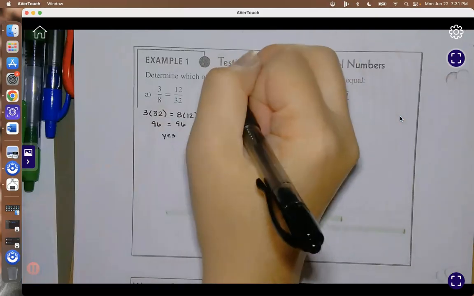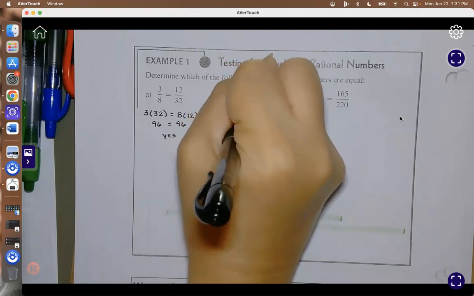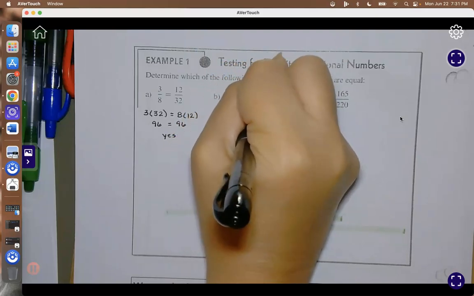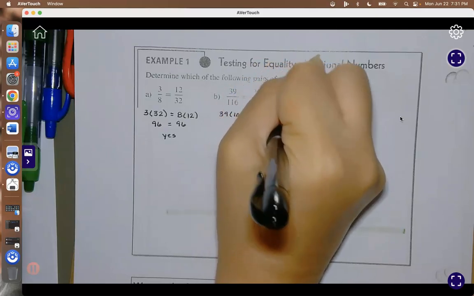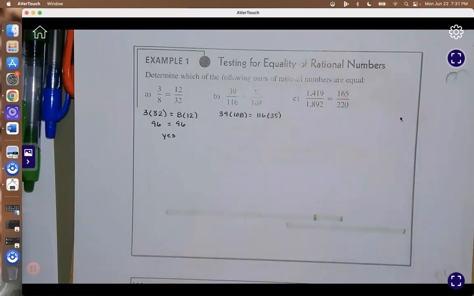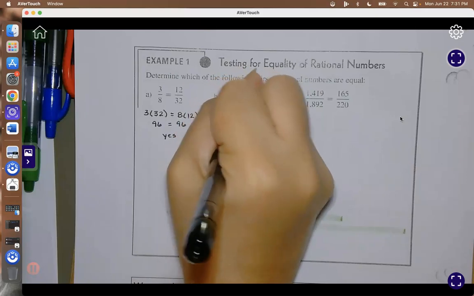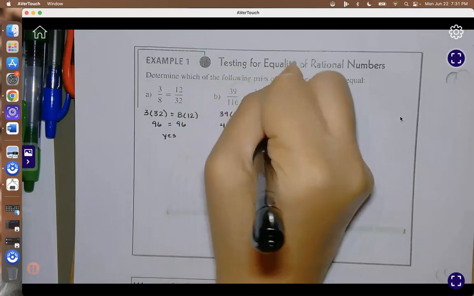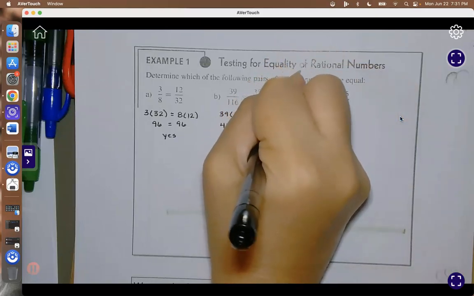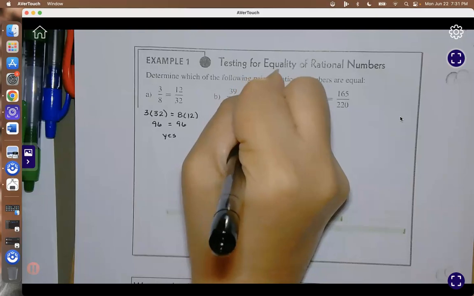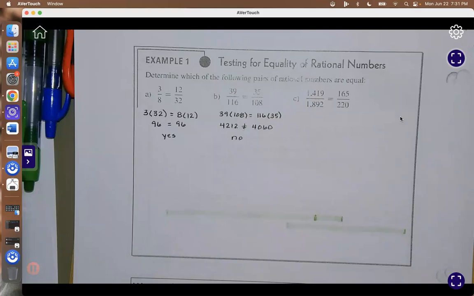Now the next one, 39 times 108, and we want that to equal 116 times 35. Take a minute on your calculator, type in 39 times 108, and that's 4,212. And 116 times 35 is 4,060. These two numbers are not equal, so these fractions are not equivalent.